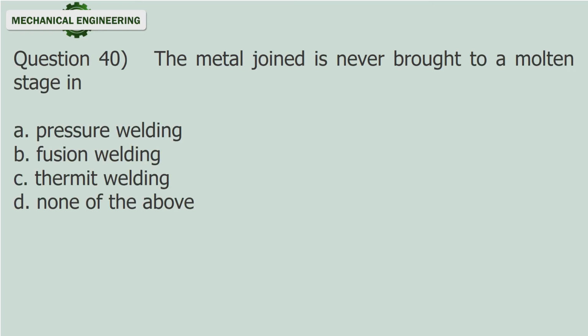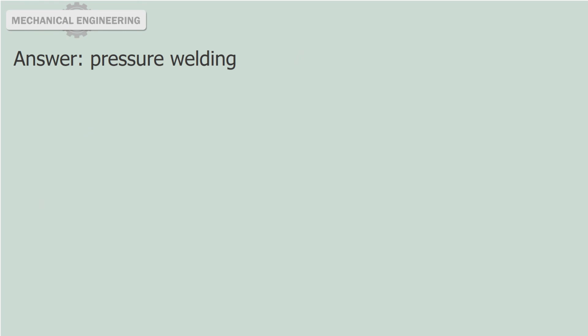Question 40. The metal joint is never brought to a molten stage in A. Pressure welding. B. Fusion welding. C. Thermit welding. D. None of the above. Answer: pressure welding.